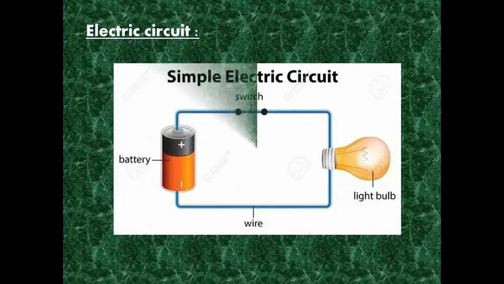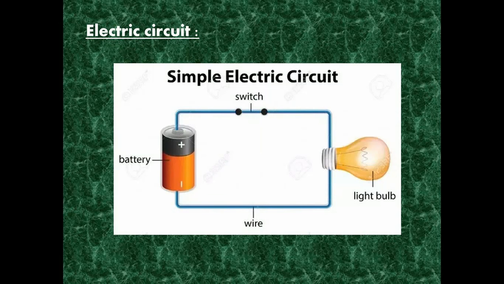Any device, when it works, contains inside it something called an electric circuit. Any device that works by the current electricity or the dynamic electricity must contain inside it an electric circuit. What is the meaning of electric circuit? This is a photo of an electric circuit to show you what the parts of a simple electric circuit are.